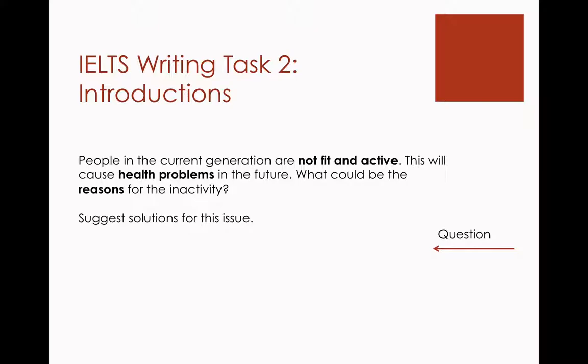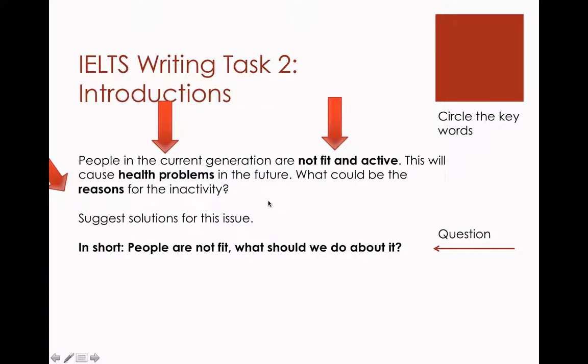So people in the current generation are not fit and active. So we need to circle the key words: not fit and active, reasons, and health problems. So in the exam, you want to circle these. Why? Because as you write, you need to go back and check, am I doing this? Am I talking about this? Am I focusing on what the question is? Because it's easy to talk about different things.